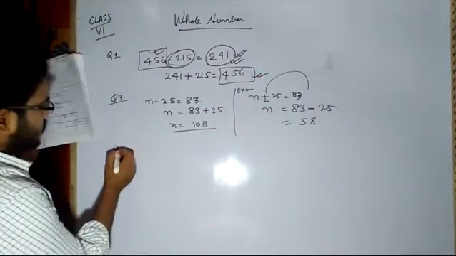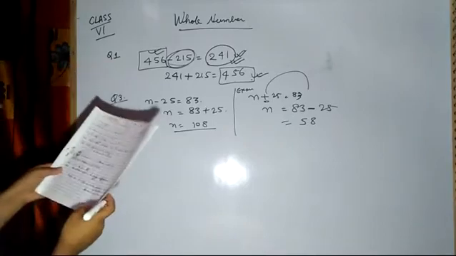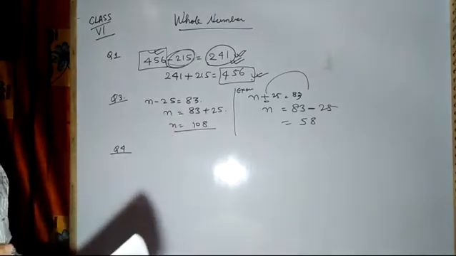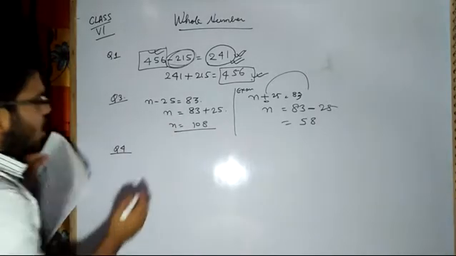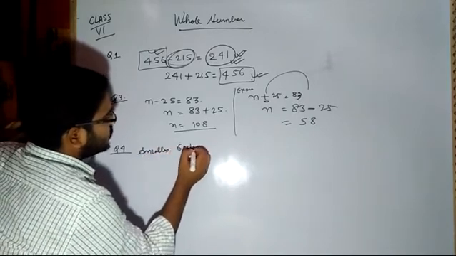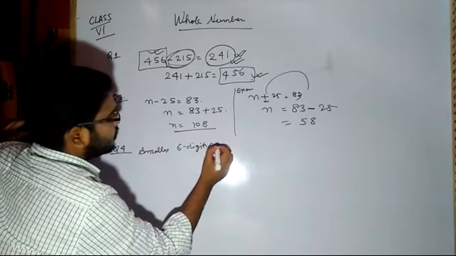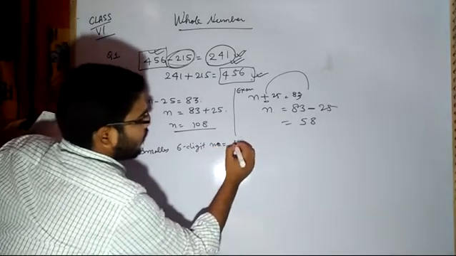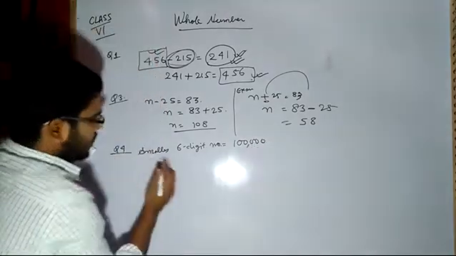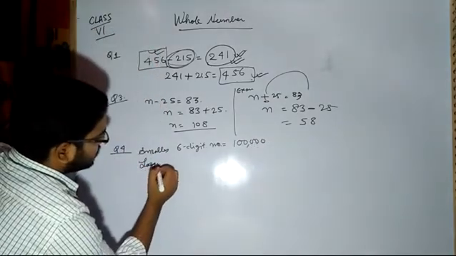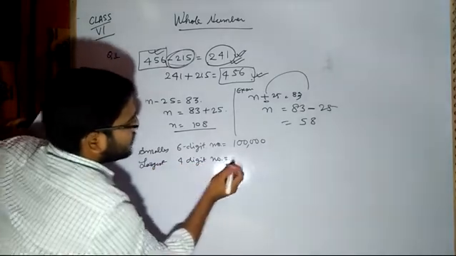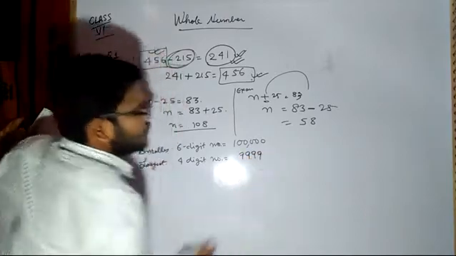Now question number 4, you see my dear student. Question number 4 says, find the difference of the smallest 6-digit number and largest 4-digit number. So the smallest 6-digit number, I hope all of you know, is equal to 1 0 0 0 0 0, right? 6 digits are there. Now the largest 4-digit number is equal to 4 times 9.